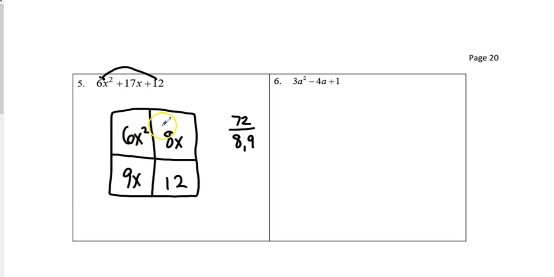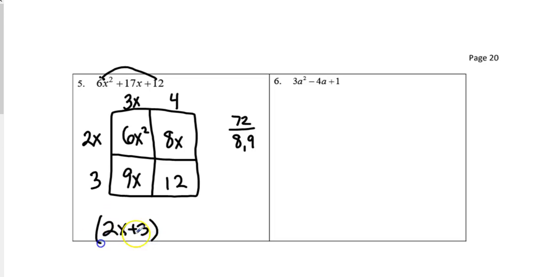Okay, so hopefully you paused and did as much as you could. I'm looking for greatest common factors. So I see here in the top row a 2x. And then in this first column, I see a 3x. Good, that'll make a 6x squared. Now going across, 2x times what makes 8x? It's got to be a 4, right? 3x times what is 9x? Well, it's got to be a 3. So now I have my factorization.